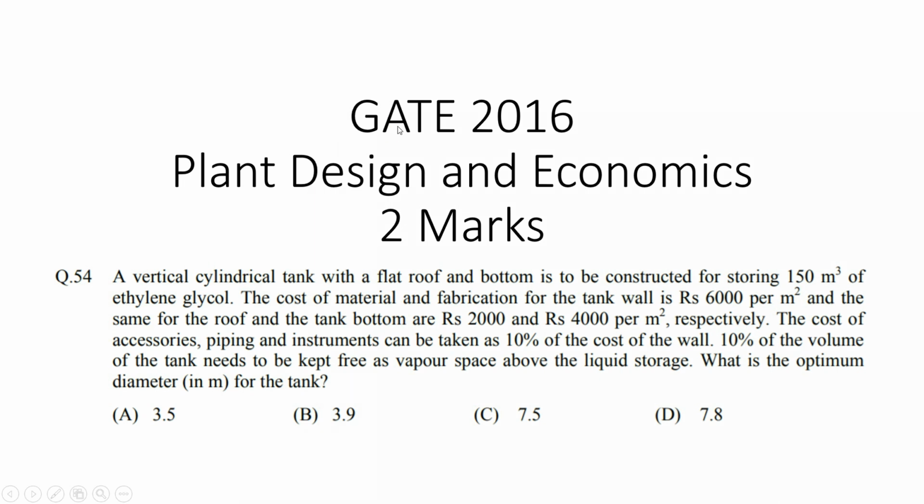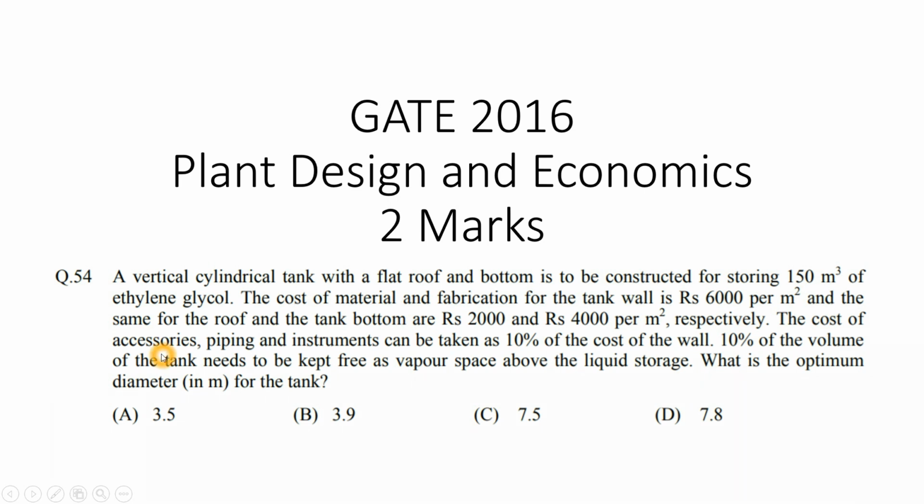Our next question is from GATE 2016, Plant Design and Economics for 2 marks. A vertical cylindrical tank with a flat roof and bottom is to be constructed for storing 150 meter cube of ethylene glycol. The cost of the material and fabrication for the tank wall is rupees 6000 per meter square, and the same for the roof and the tank bottom are rupees 2000 and 4000 per meter square respectively.